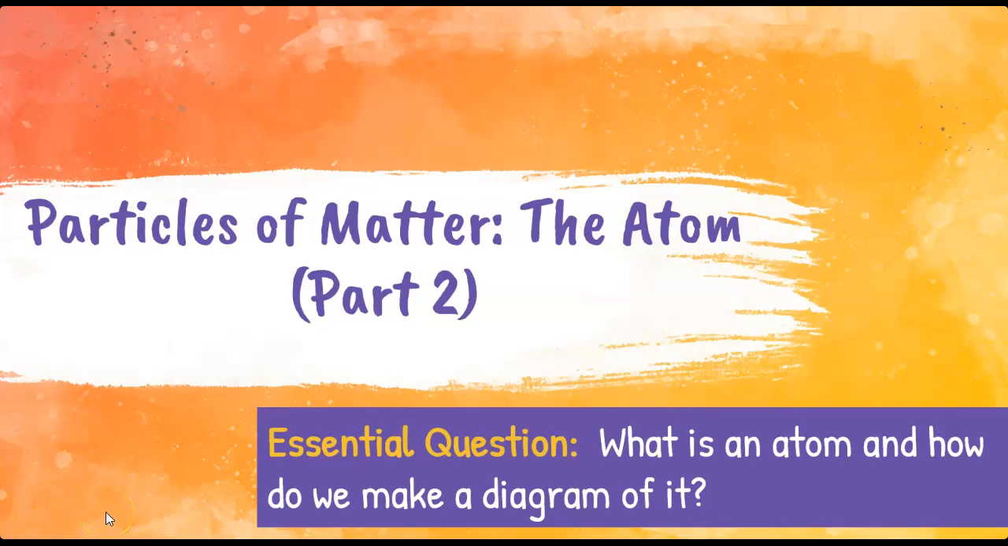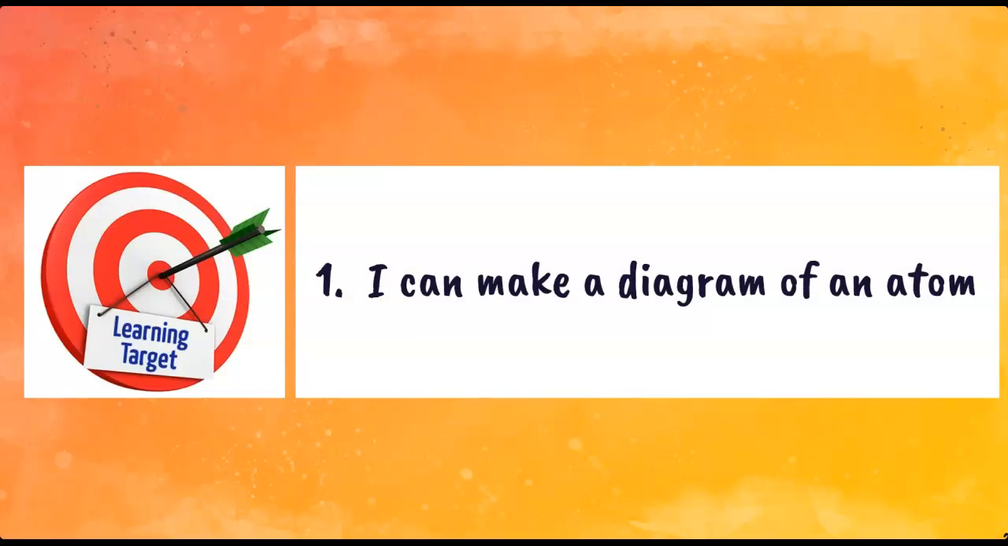So in this lesson, we want to find out what is the atom and how do we make diagrams of it. Our learning objective for today is to be able to make a diagram of an atom, especially just given the information that we have on the periodic table.